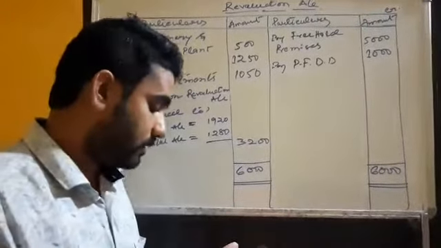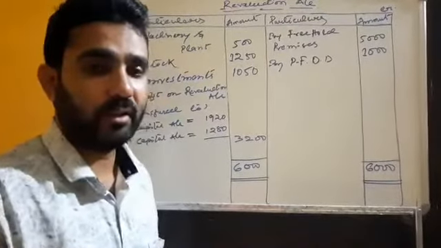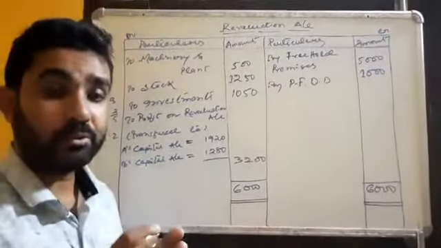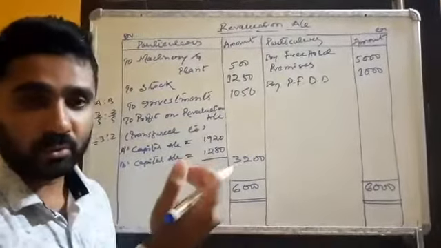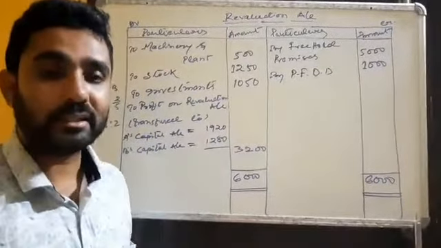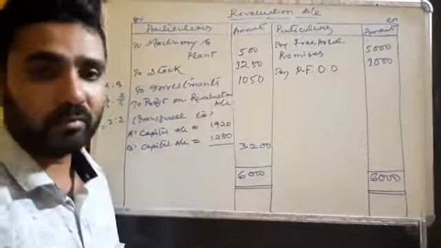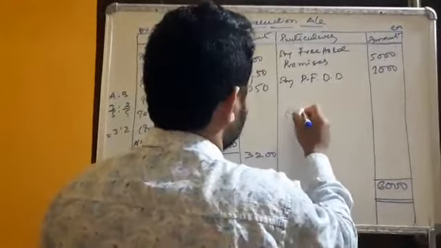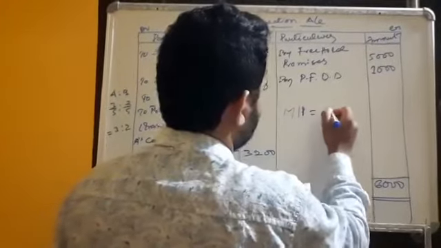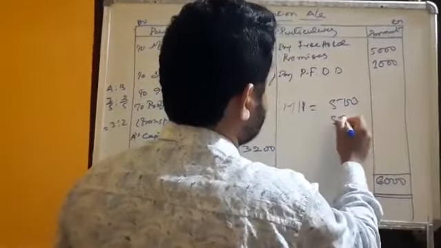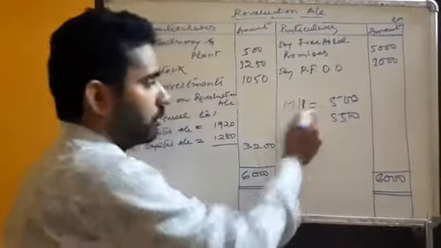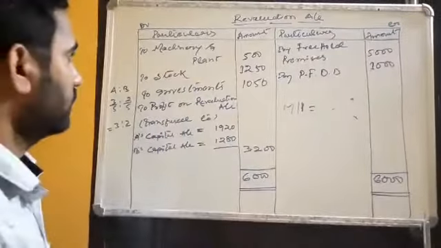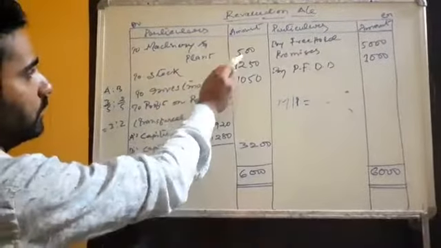It's over. Next one, machinery and plant overvalued by rupees 5,500. It means we have overvalued machinery and plant, so we have shown more amount. This time we need to deduct it, so there is a decrease in asset. Remember it. For example, if the machinery and plant was 5,000, we have shown 5,500. It means we have shown more amount, so we need to deduct that amount. So there will be a decrease in asset. So revaluation account debit to machinery and plant 5,000.